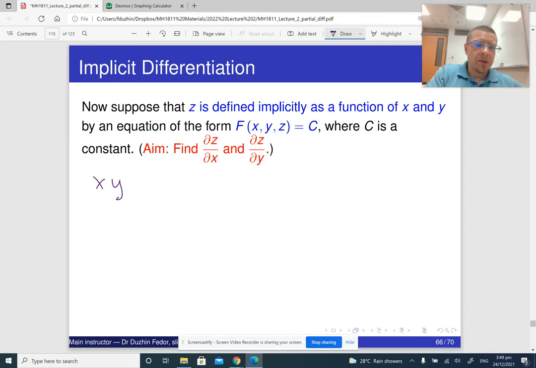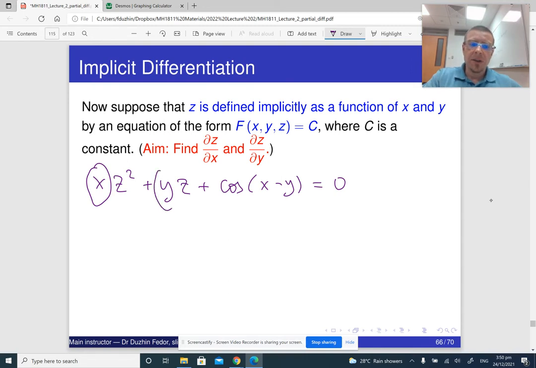x z squared plus yz, sorry, plus yz plus cosine of x minus y is 0. Okay. Now, if you look at it carefully, you will see that this is a quadratic equation in z, right? So this is the coefficient at z squared, this is the coefficient at z, and this is the constant term. So hypothetically speaking, we could just solve it, right?